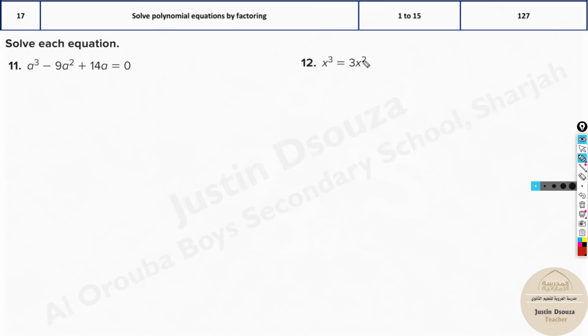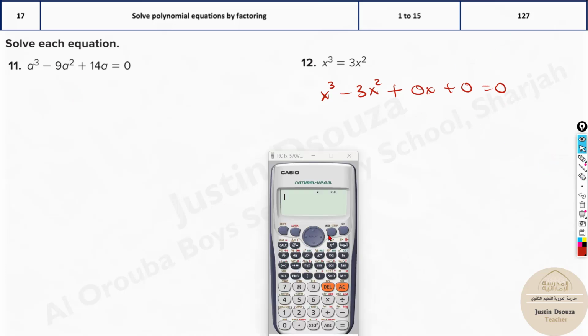Okay. Now how do we do this one? First take it to the other side. It will be x cubed minus 3x squared, there is nothing over here, plus 0x plus 0 is equal to 0, right? Now let's take the calculator again and do the shortcut method. Press mode 5 and 4. It is 1, minus 3, 0 and 0. What are the answers? 3, 0, and that's it.